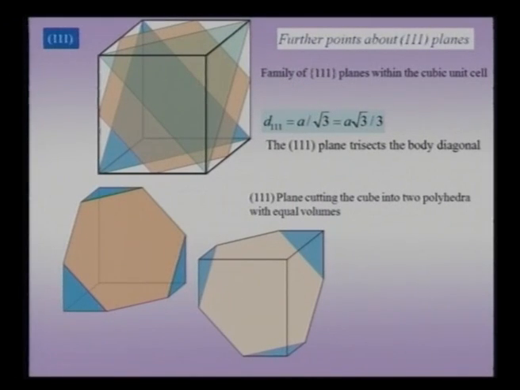In some sense, all these 3 planes have the same orientation, but I have to be a little careful. So, let me calculate the D111. These are all 111 planes. D111 is a by square root of 1 square plus 1 square plus 1 square, which is a by root 3. I can write this also as a root 3 by 3. Now, what is a root 3? Root 3 a is the body diagonal of the cube. And a root 3 by 3 is 1/3 of the body diagonal of the cube. In other words, my 111 planes will trisect the body diagonal.